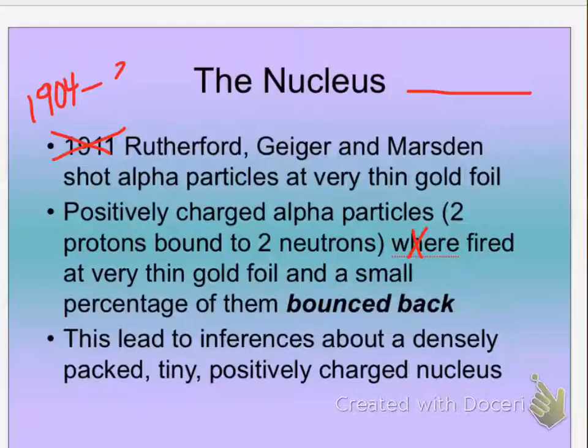So they were fired at this very thin, 1 atom thick sheet of gold foil. And a very tiny percentage of them actually came right straight back. Now that doesn't sound like much, you sit there and go, oh, okay. The way Rutherford described this to someone was as if you had shot a rifle at a piece of tissue paper and the bullet ricocheted. That's how surprising this was. I think he said a shell.